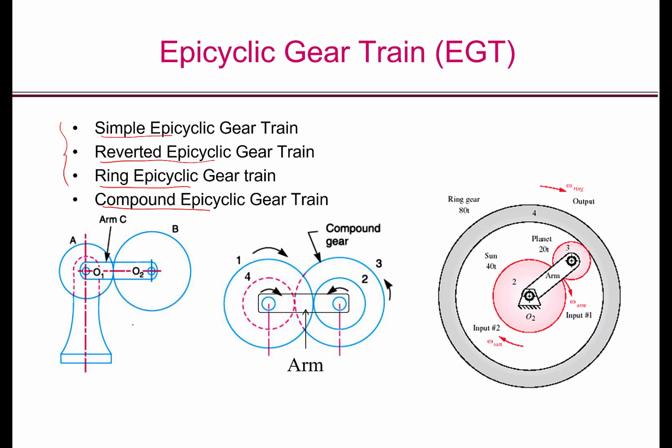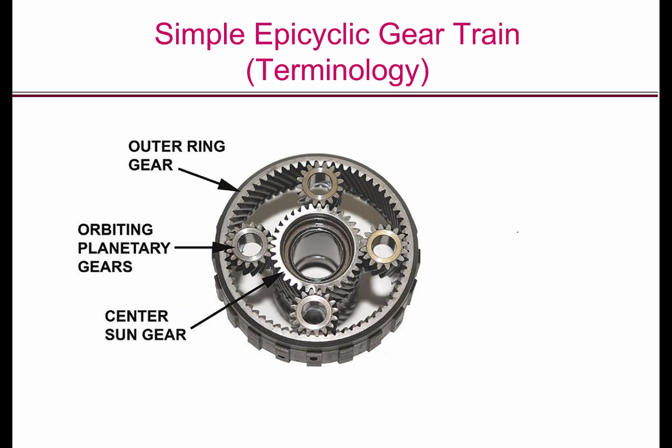In previous parts of this lecture, you have seen the simple gear train and the reverted gear train, but you haven't seen the ring gear train. The gear in the middle is called the sun gear, the gear 3 is called the planet gear, and the outer gear is called the ring gear. There is usually more than one planet gear, and a better picture of the epicyclic gear train is shown here. These 4 gears here are the planets, the middle gear is the sun gear, and the outer gear is the ring gear. The arm is not shown here.